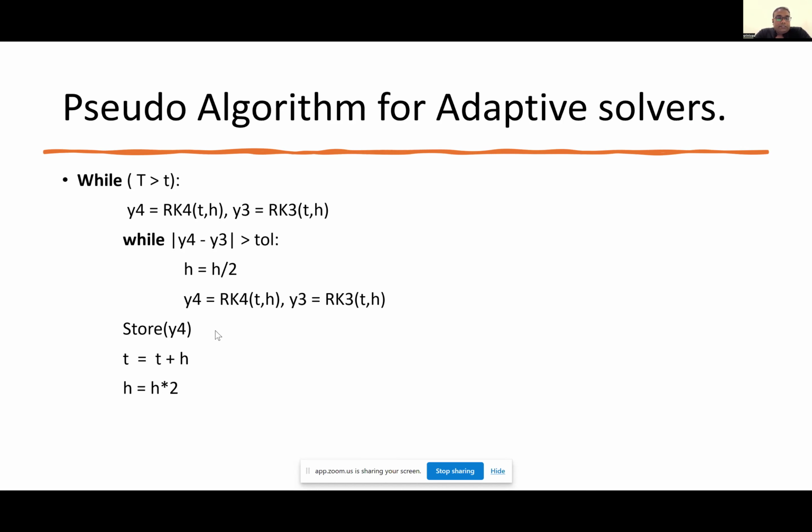Once the step size is accepted, we accept it and store the current state, and we increase the step size. So here we are not fixing a particular step size. We are exploring smaller step sizes and larger step sizes. In this way, adaptive solvers work.